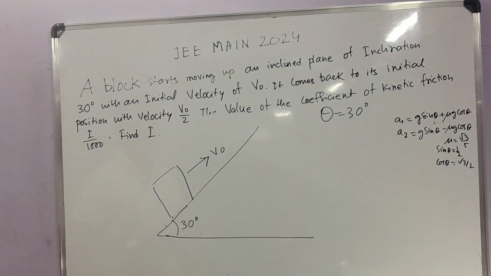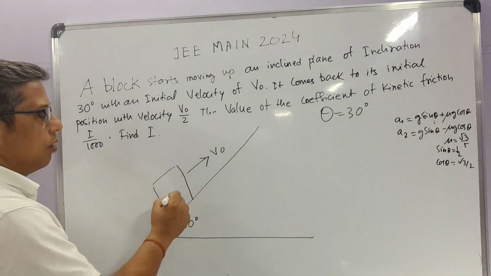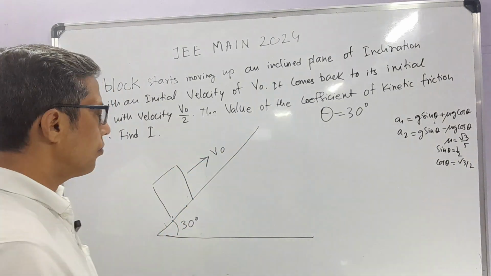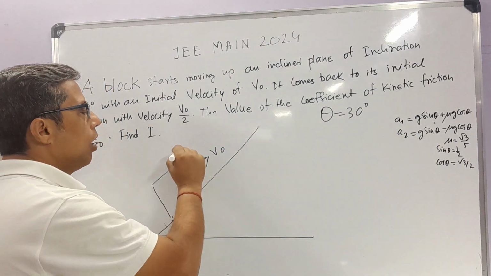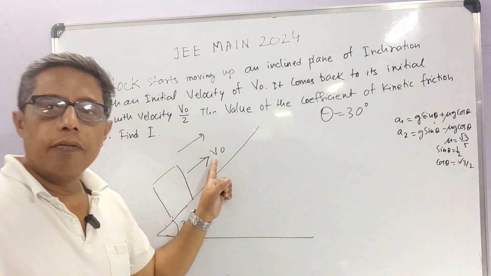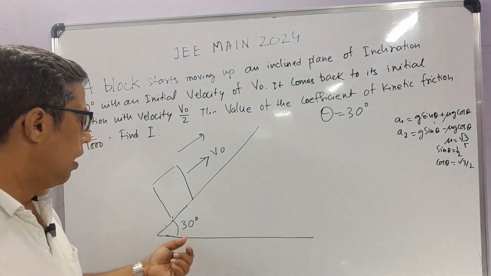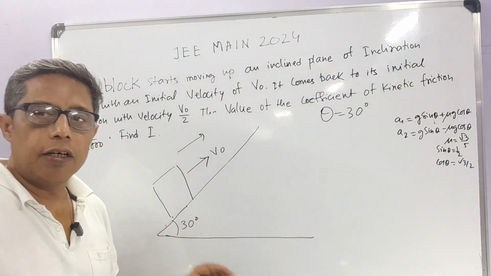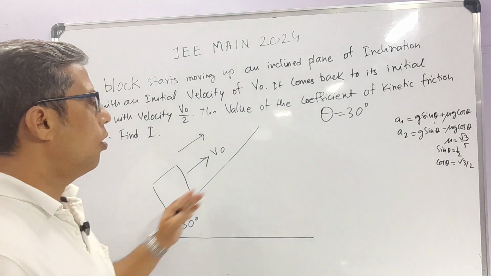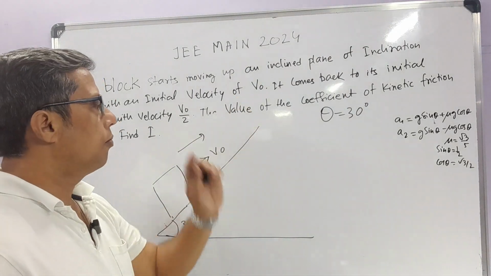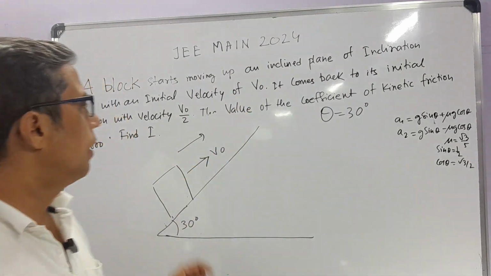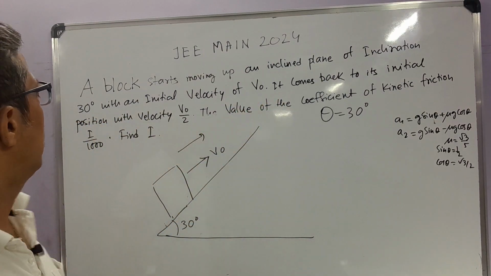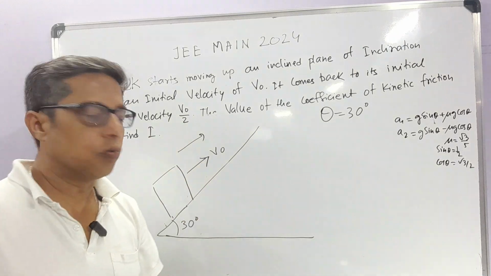So the question is that there is a block moving on an inclined plane and there is friction, right? When it is moving up, the initial velocity was v0, and the angle of inclination is theta equal to 30 degrees. Now the block is going up and it will stop somewhere, then it will come back, and when it is coming back, it returns to its initial position with a velocity v0 by 2.